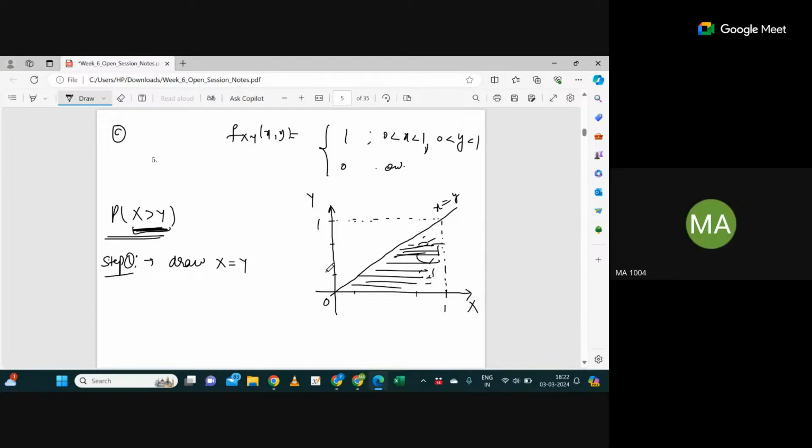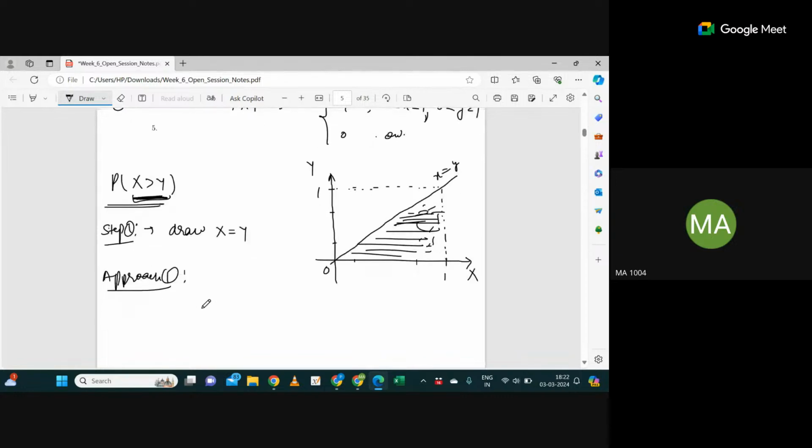That is half. Okay, so there are two approaches here. The first approach is I can apply the area of a triangle, for the shaded region where x is greater than y. The area of a triangle is half into base into height. The base is one, and the height is also one. So it's nothing but half. Okay, so this is the answer.